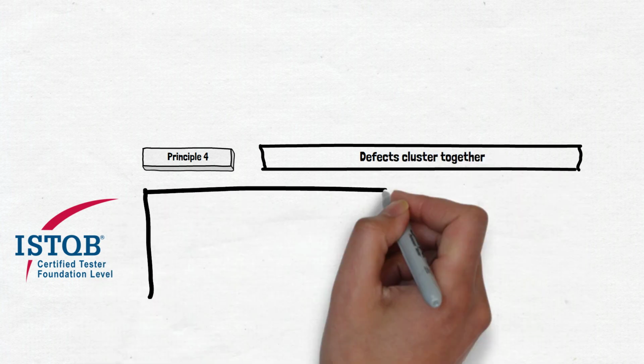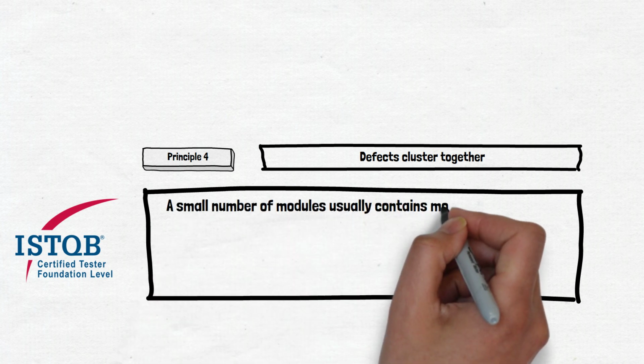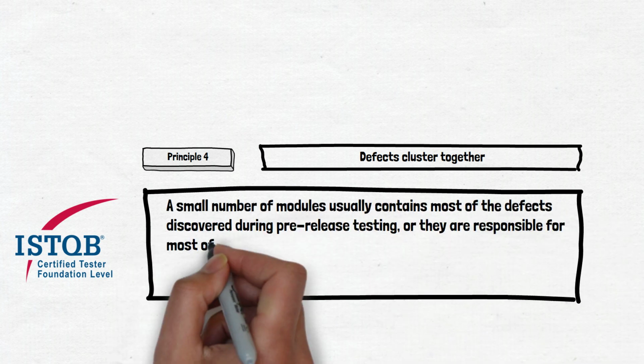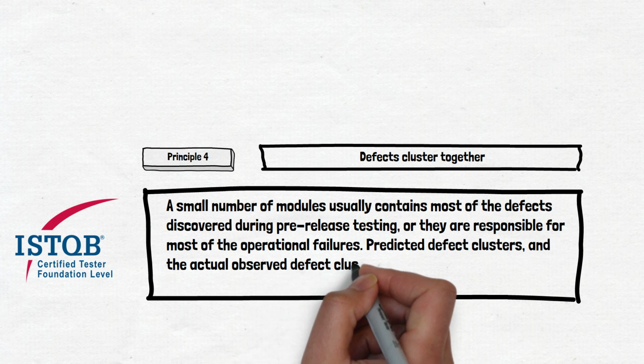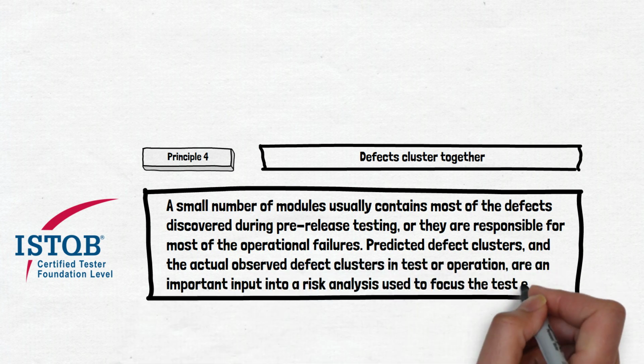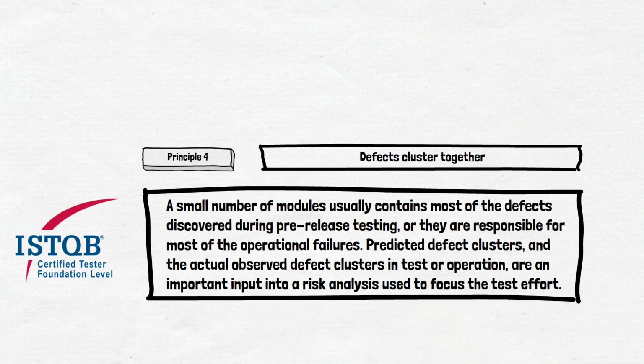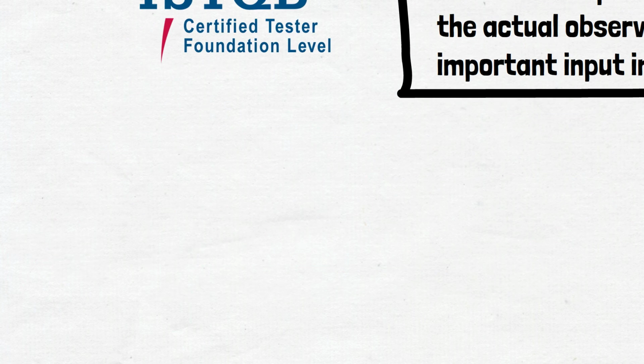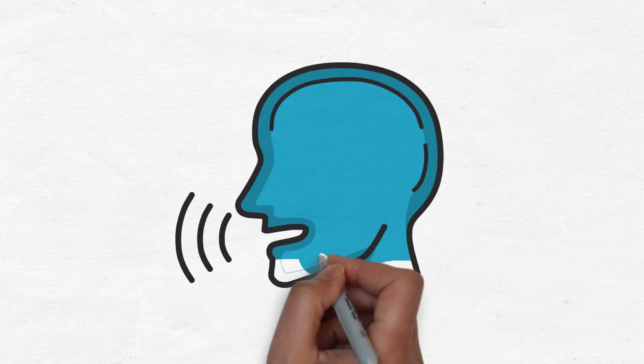According to it, a small number of modules usually contains most of the defects discovered during pre-release testing, or is responsible for most of the operational failures. You can stop the video and read the rest of it on your own. As usual with ISTQB, a lot of terms are hard to understand in one sentence. So let's translate it into human language.